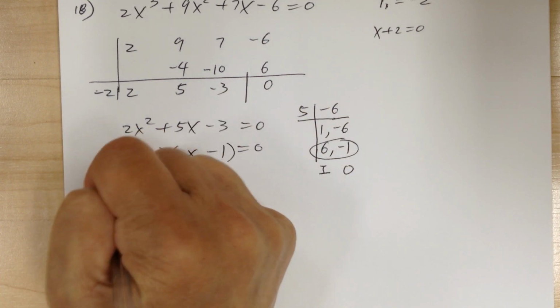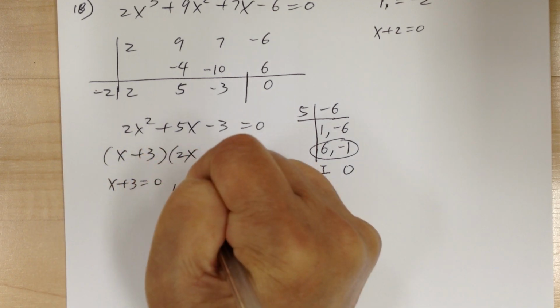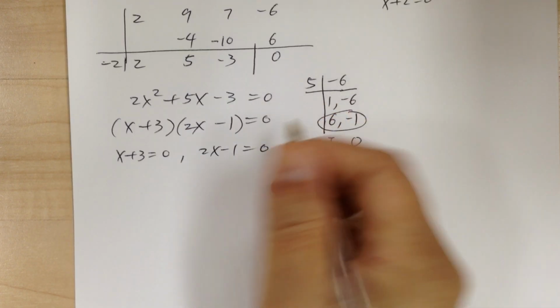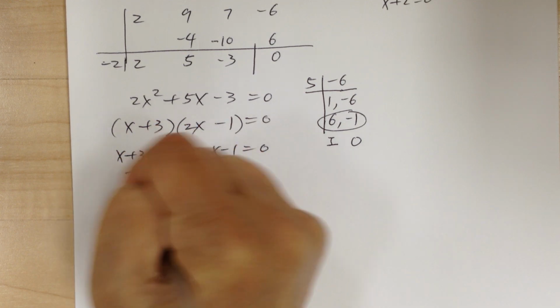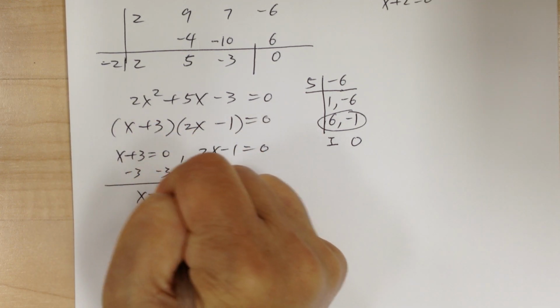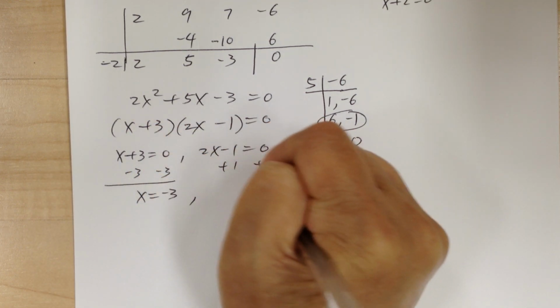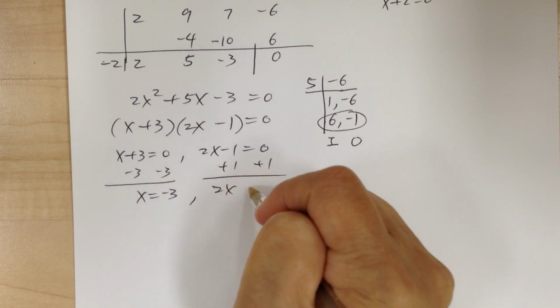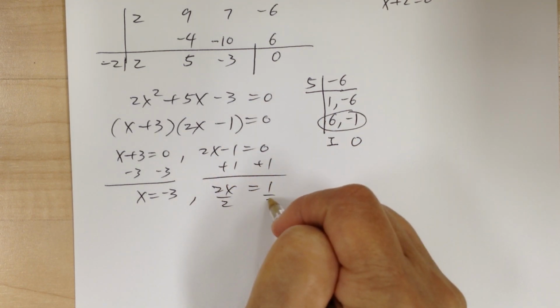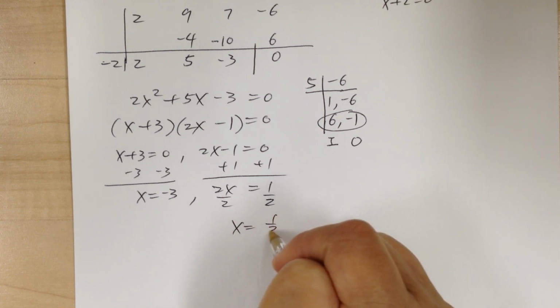Okay, so from here you set it equal to 0 and solve. So minus 3 on both sides, so you got x equal to -3. This one, you plus 1 on both sides. So you got 2x equal to 1, divided by 2, divided by 2. So x equal to 1/2.